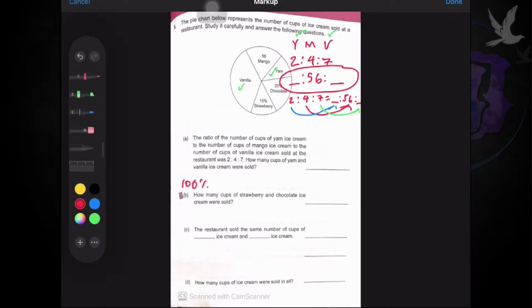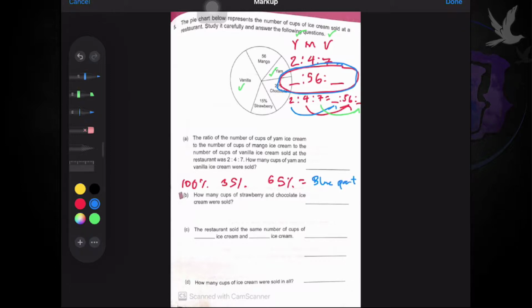And chocolate and strawberry, meron tayong 20% and 15%. Add them both, you have 35%. Which means there's a remaining 65%, which is for the total of ito na nga, itong pinag-uusapan natin dito ngayon. This blue part. Okay, ilagay ko lang yan dyan.